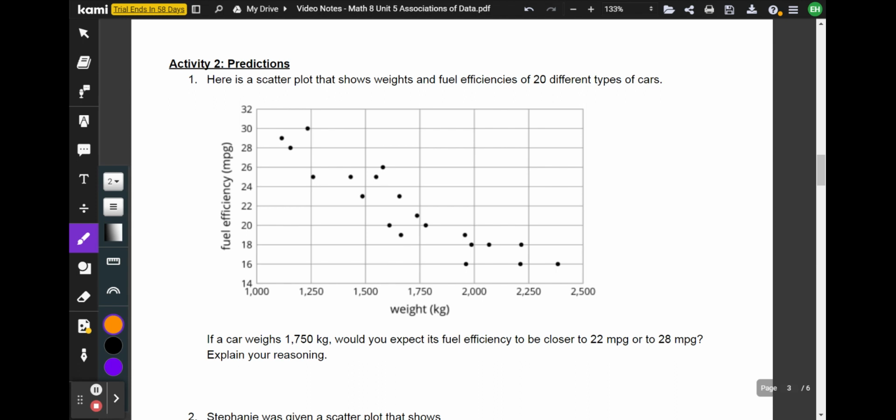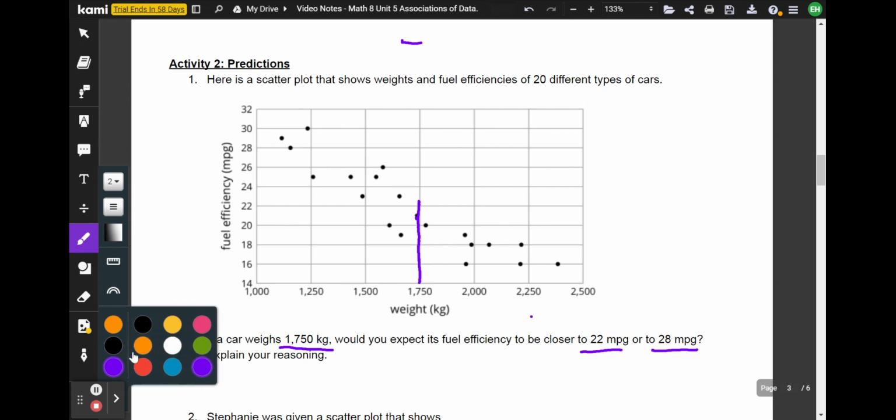If a car weighs 1,750 kilograms, would you expect the fuel efficiency to be closer to 22 or 28 miles per gallon? So we're looking for 1750. Find 1750 and go up. So about where should it land? Should land kind of in this section.